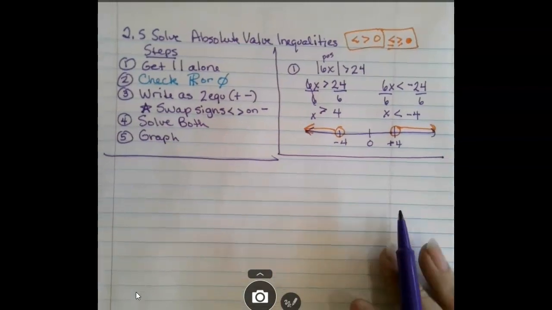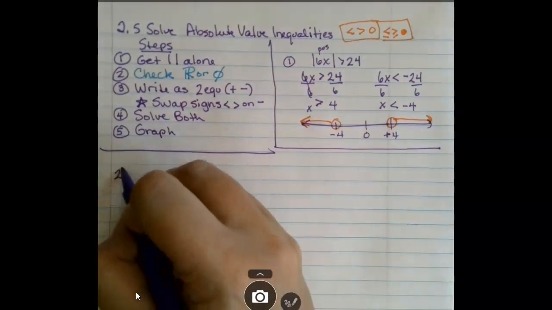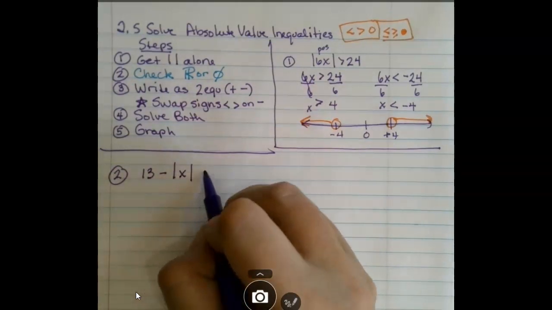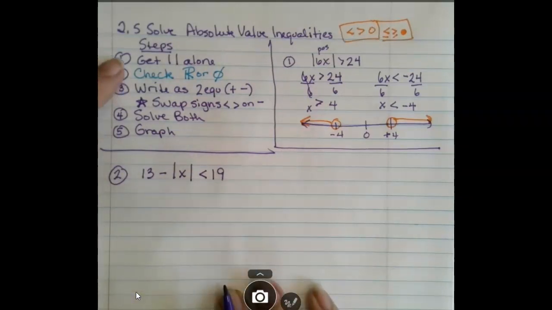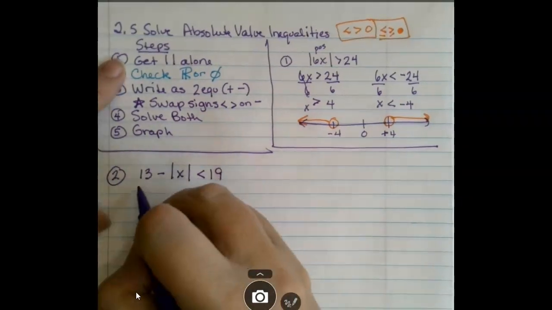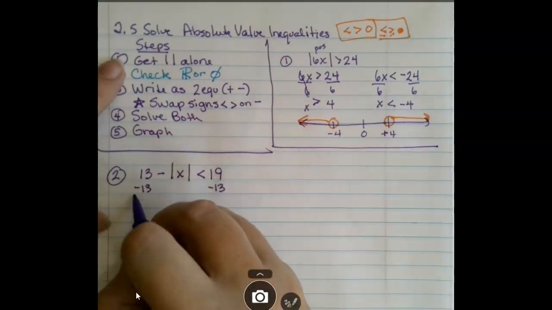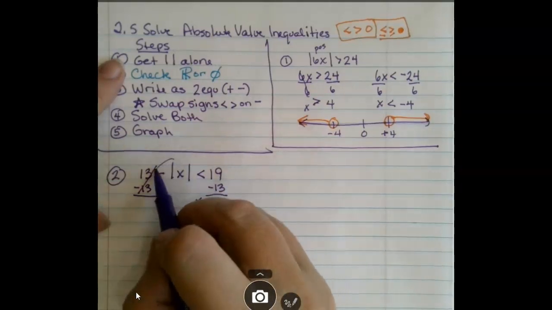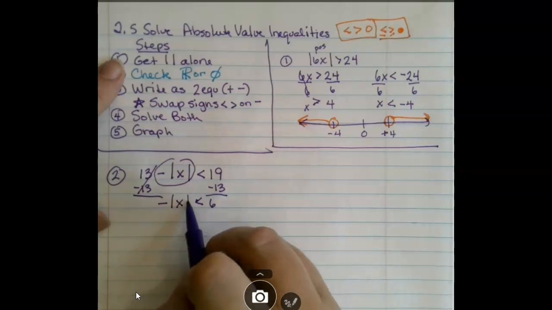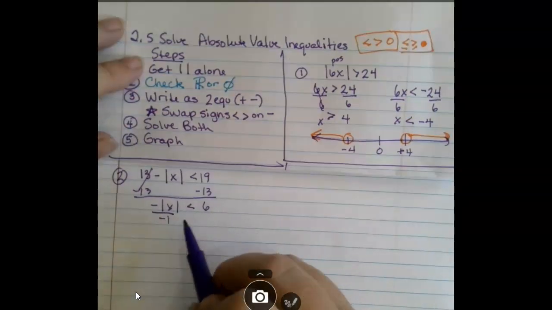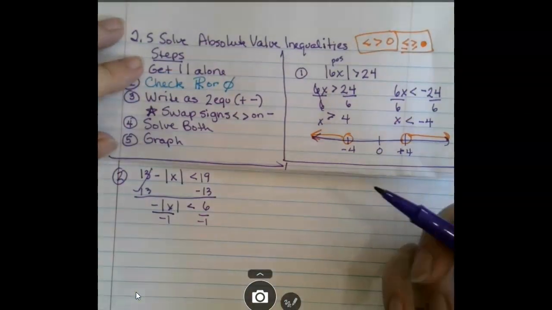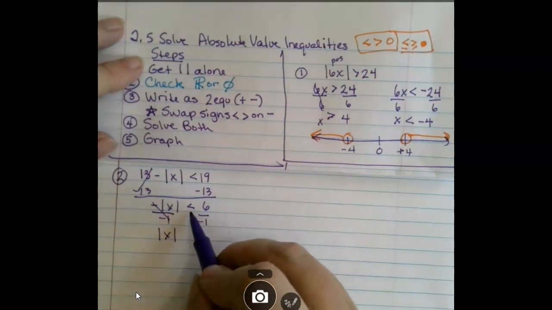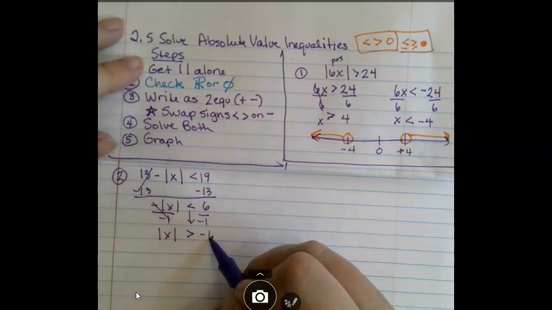All right, number 2. Step 1, get the absolute value alone. So I'm going to minus my 13. So this cancels. This is 6. And notice I've got this minus with it still, so I have to bring that down. Now to get rid of this negative, I'm going to divide by a negative 1. And what's the other thing I have to remember when I divide by a negative 1? I have to flip the sign. So this becomes a positive. This flips. And this becomes negative 6.